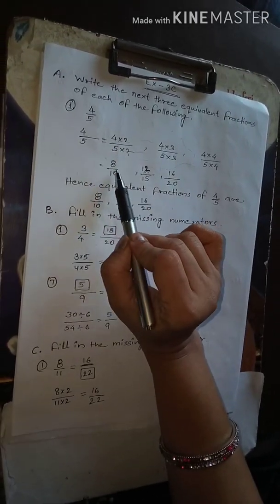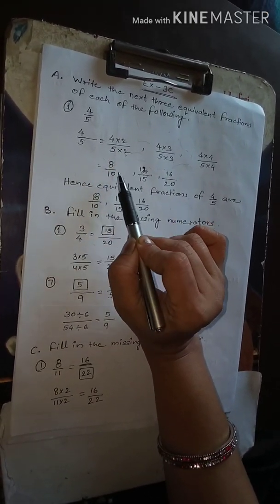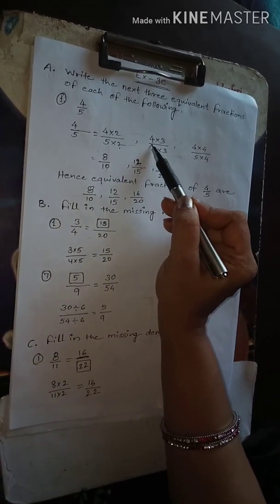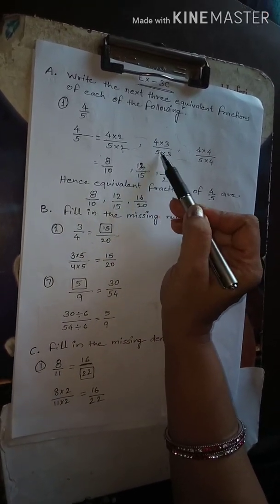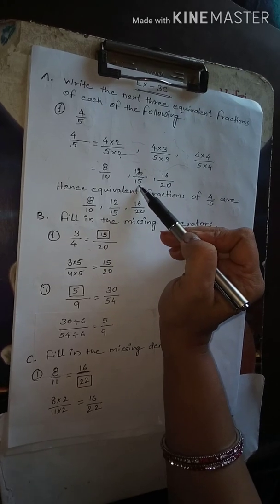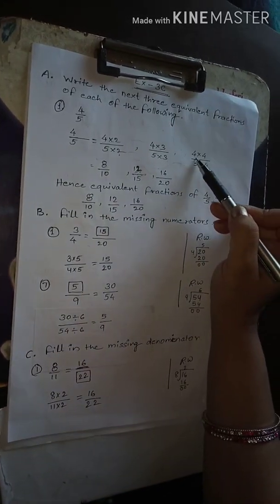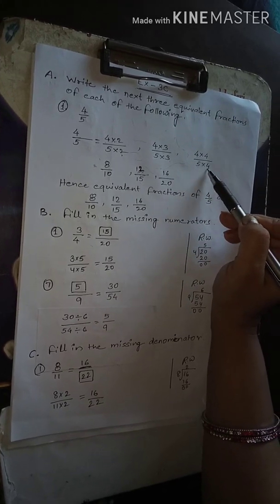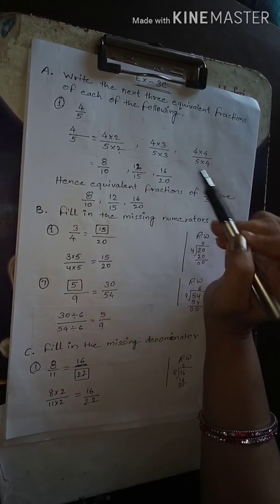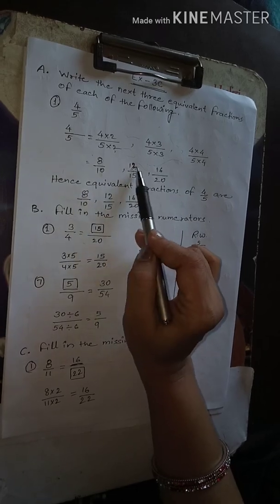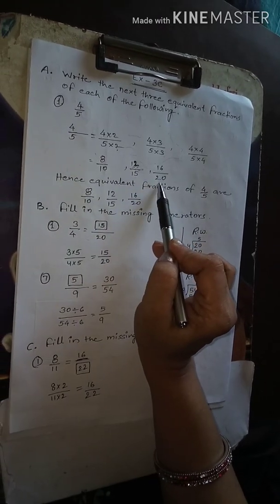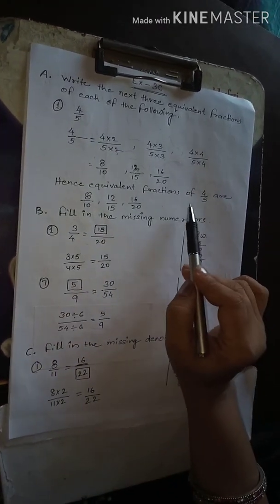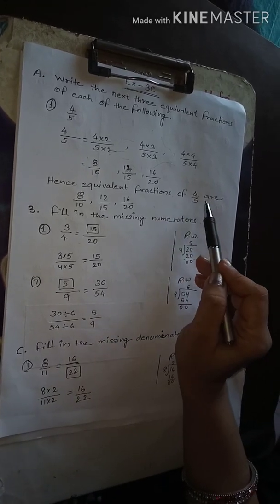So 4 multiplied by 2, 8. 5 multiplied by 2, 10. Next 4 multiplied by 3, 12. And 5 multiplied by 3, 15. 12 by 15. 4 multiplied by 4, 16. 4 4s are 16. And 5 multiplied by 4, 5 4s are 20. So 8 by 10, 12 by 15 and 16 by 20 are the equivalent fractions of 4 by 5.